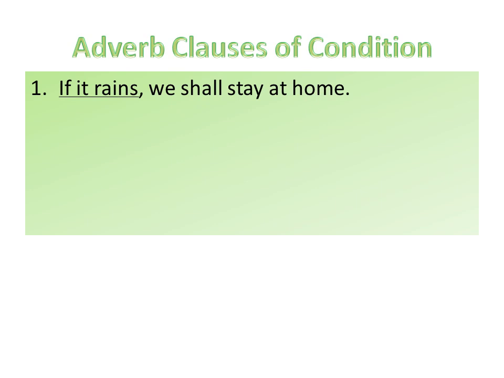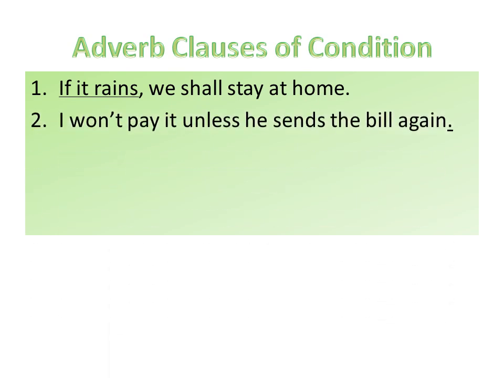Let's look at another example. I won't pay it unless he sends the bill again. Now here, as you know, unless is the subordinate conjunction. And if I ask the question, on what condition shall I pay it? I get the answer as unless he sends the bill again. So this part becomes your subordinate adverb clause of condition.